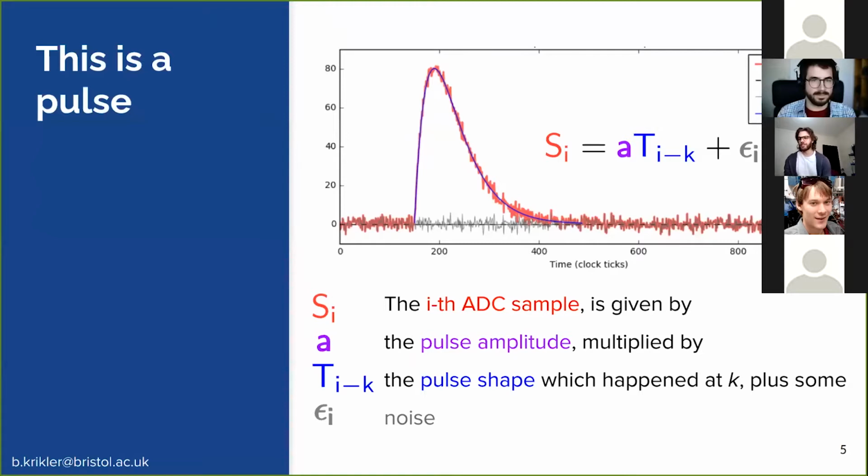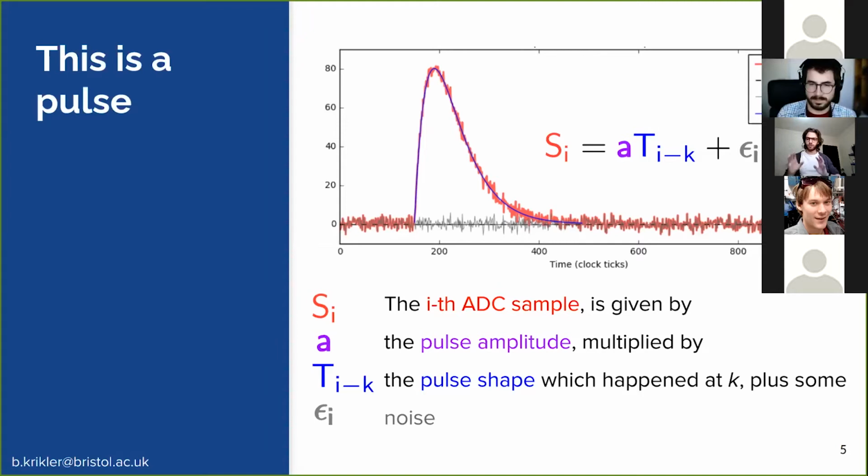So this is a pulse. It's a very simple pulse. If our pulses looked like this, we'd be very, very happy. What you have here is what you actually observe, the red waveform, S_i. It contains 2 pieces. One is the actual pulse itself, which has some characteristic shape given by t, and then some amplitude by which that shape is scaled. And then you have a noise term, and here I've just put on simple white noise, but obviously the real noise model should be a much more complicated thing.